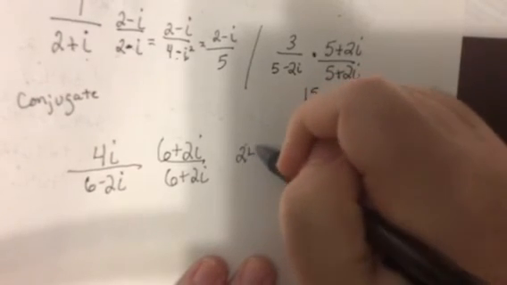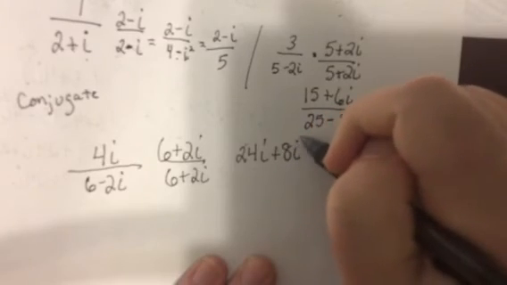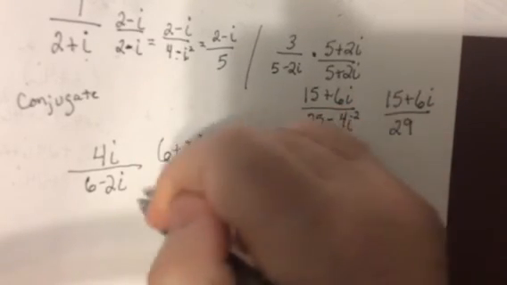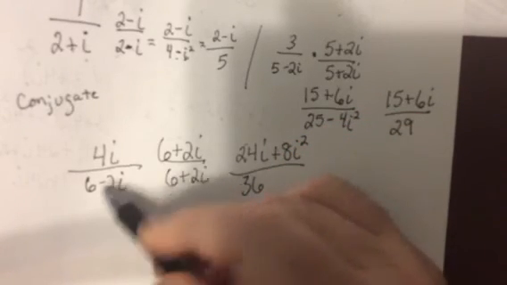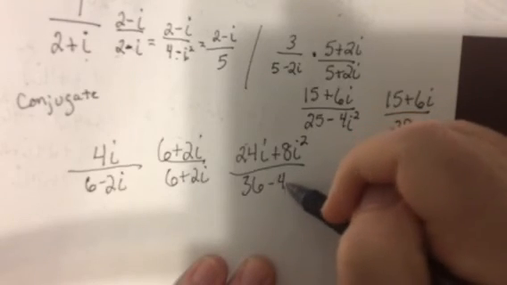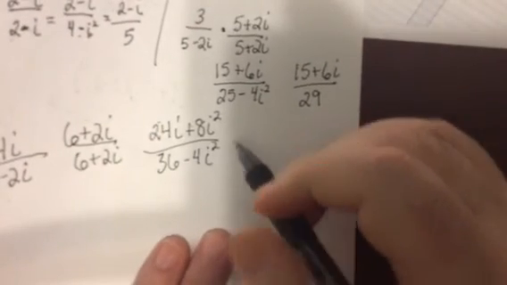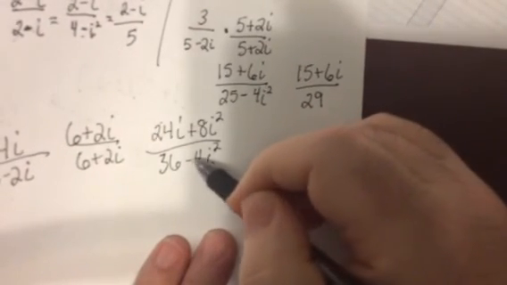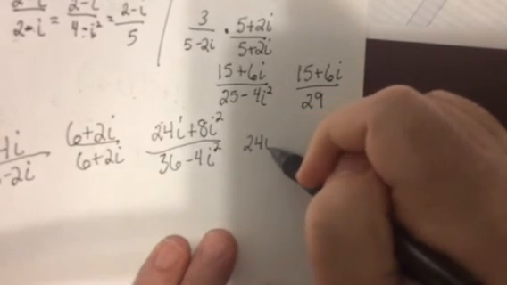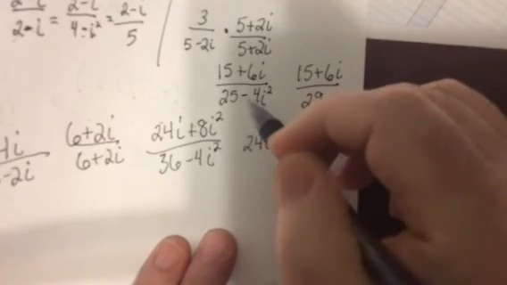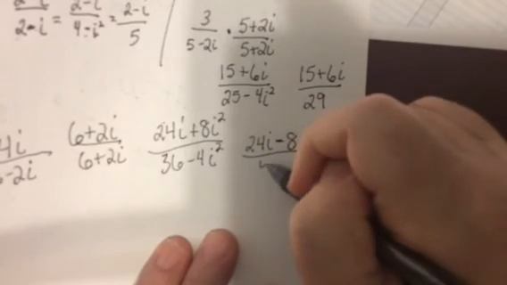you'd have 24I plus 8I squared over, FOIL it out, 36 minus 12I plus 12I, that goes bye-bye, minus 4I squared. Let's see, I squared is negative 1, that'd be plus 4, 36 plus 4, and this would be I squared is negative, so that'd be minus 8 all over 40.